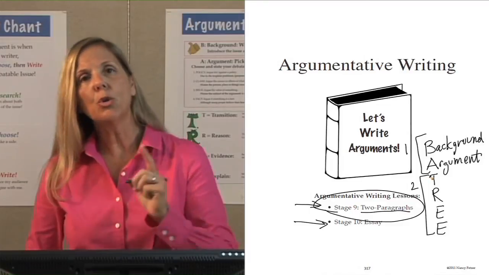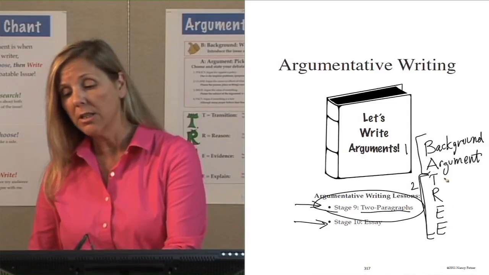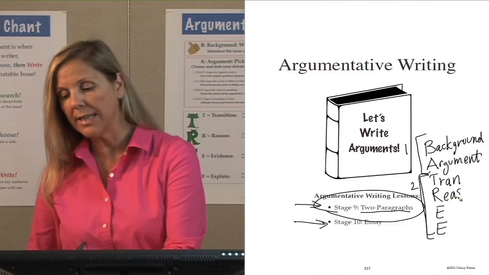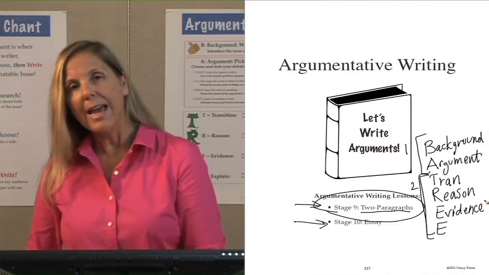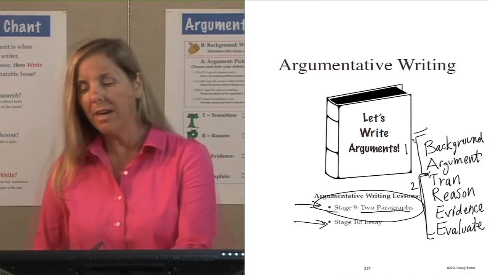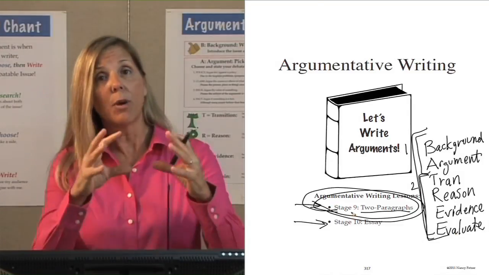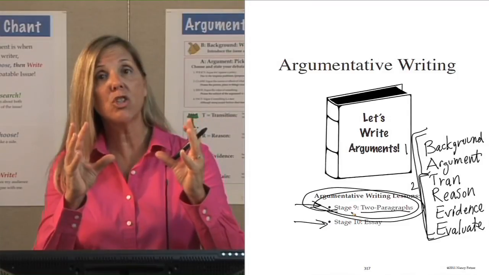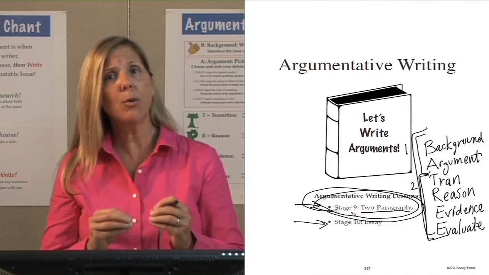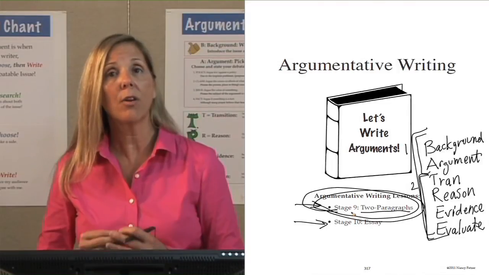Then I need to back it up. And to back it up for an argument, we're going to use TREE. T is for transition. R is going to be for the reason. E is the evidence. And the second E is I need to evaluate the evidence. There is our BAT TREE, the 2-paragraph argumentative writing, from the process of being presented with a debatable issue, looking at both sides, not jumping to a conclusion, and after analyzing and evaluating both sides, choosing one, and then using BAT TREE to write our 2-paragraph argument.